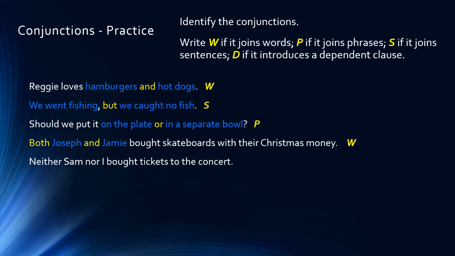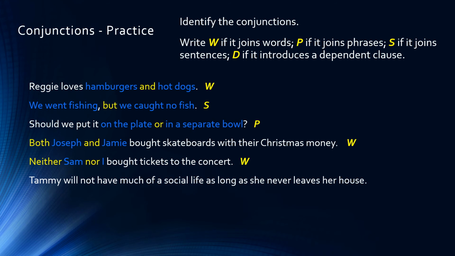Neither Sam nor I bought tickets to the concert. Now, the conjunction is neither nor. Neither nor bought tickets to the concert. And it's joining two words, Sam, I. Neither Sam nor I bought tickets to the concert. So the conjunction, neither nor, is joining two words, Sam and I.